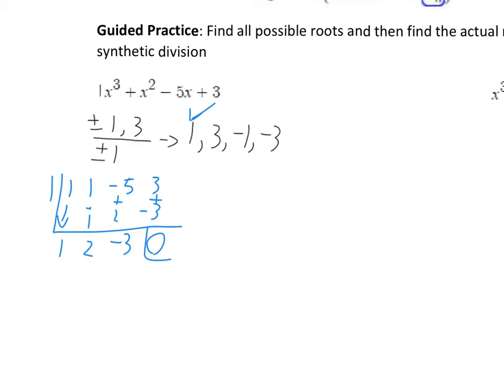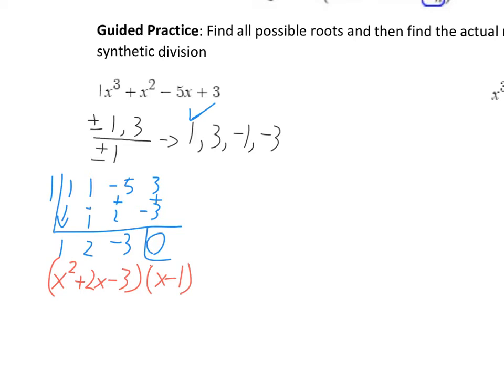Now that we've found one proper root, we don't need to go back to this original function in order to test the other ones. We can actually use these coefficients to test this, because these coefficients here are actually part of our same original function, except now we have x squared plus 2x minus 3, and all that's being multiplied by what we factored out, x minus 1. So we're going to use these coefficients to check against our 3, our -1, and our -3.